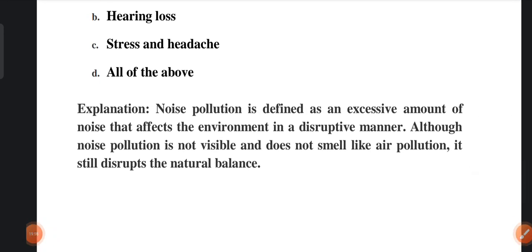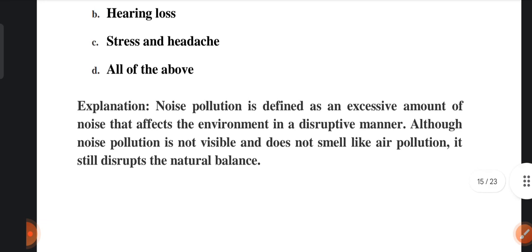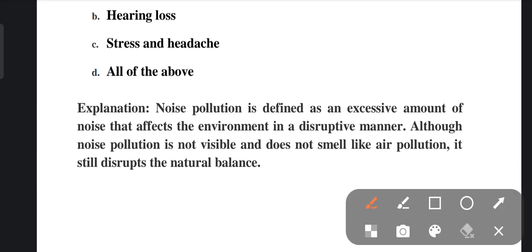Noise pollution is defined as an excessive amount of noise that affects the environment, meaning people and animals, in a disruptive manner. Disruptive means it is not a song or anything; it is continuously making a disturbance. Although noise pollution is not visible, we cannot see it. We can see air pollution and water pollution, but noise pollution we can only hear. We also cannot smell it, and it still disturbs the natural balance.